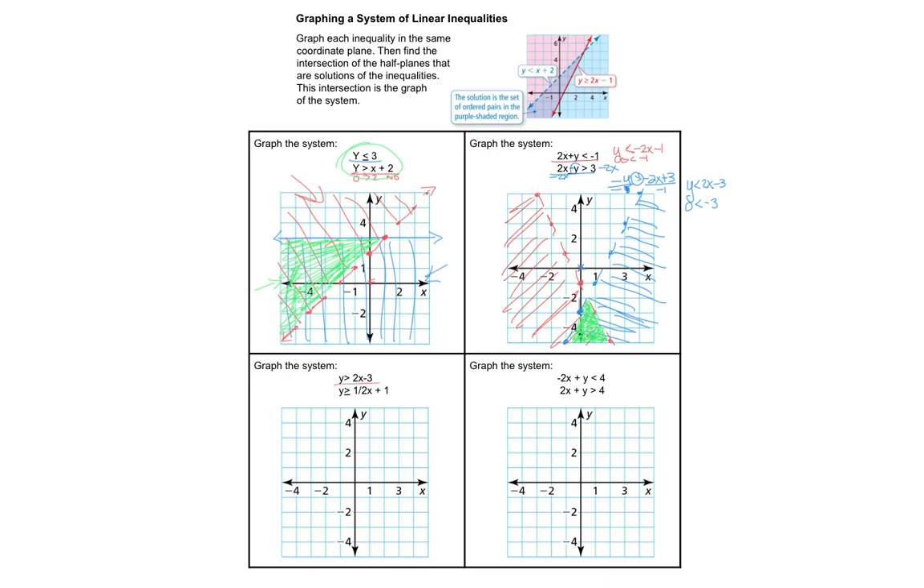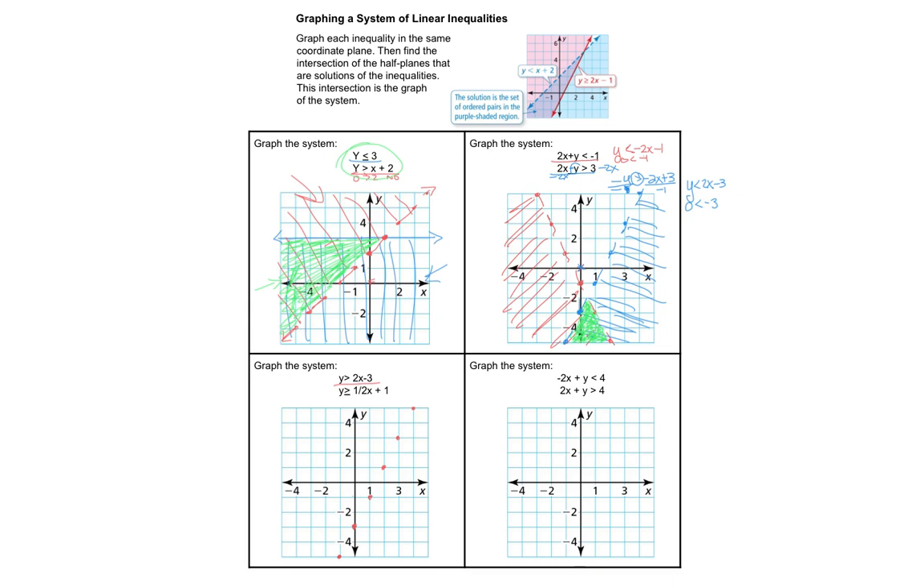Let's graph this one. y = 2x minus 3. So -3 is my y-intercept. Slope is 2. So up 2 to the right 1, up 2 to the right 1. Or I can do the opposite and go down 2 to the left 1.